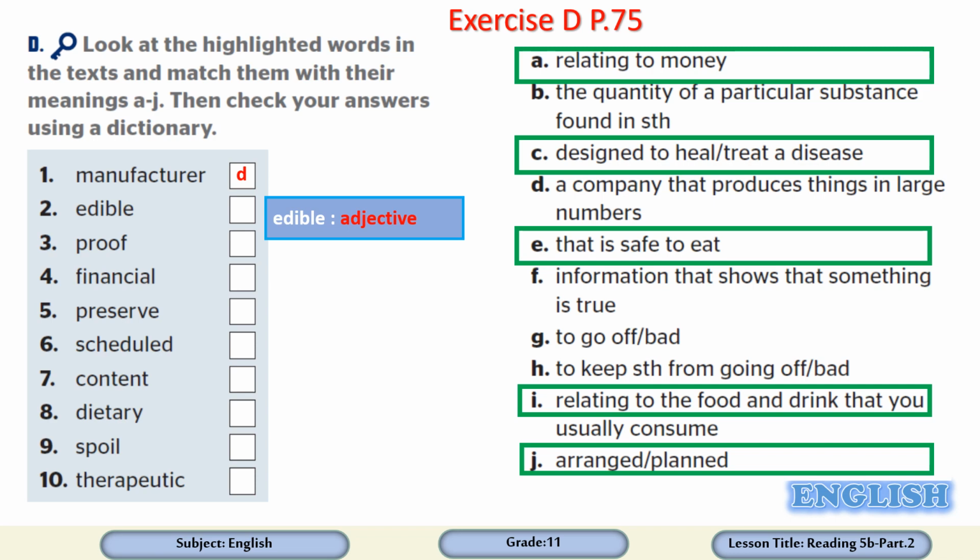Remember that the text was about using 3D printers to print food. So which of these definitions will match the word edible in the context of food? Yes, excellent. It can be E or I. Which one do you think is the correct answer here? Excellent. It's E.